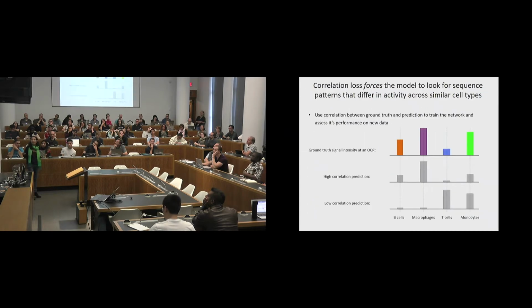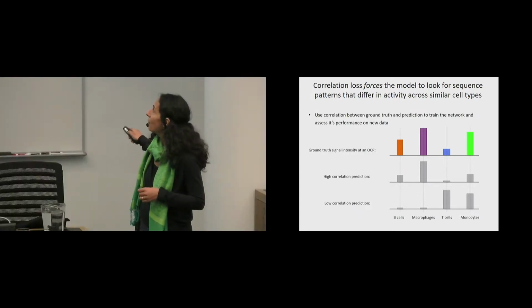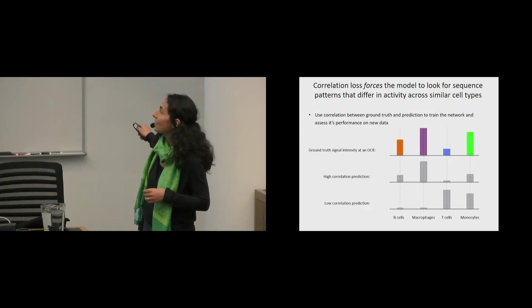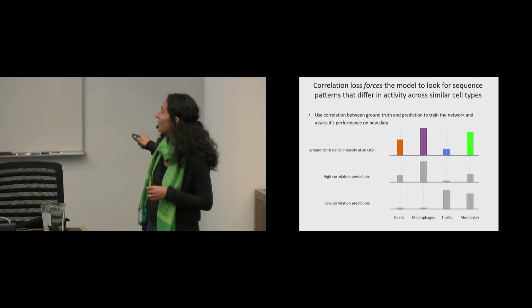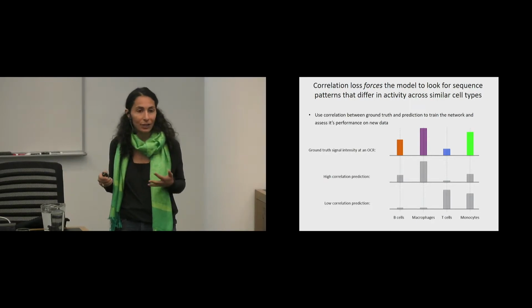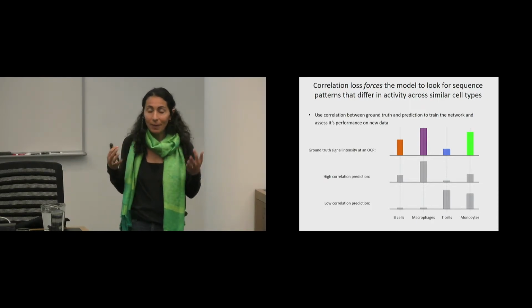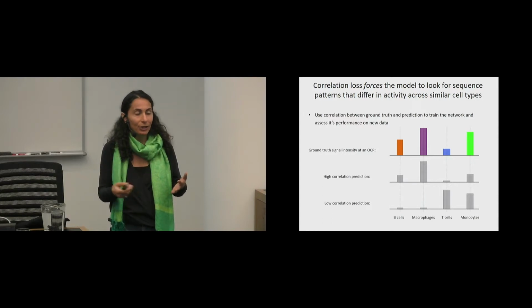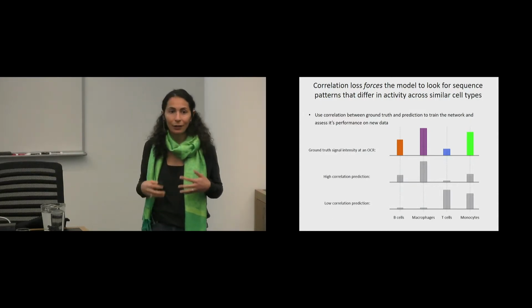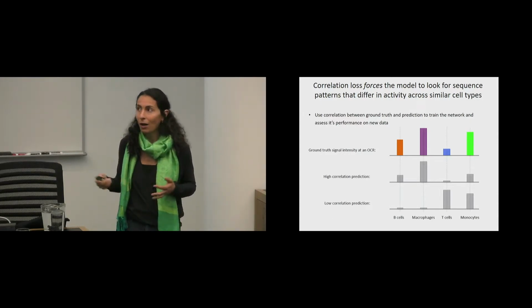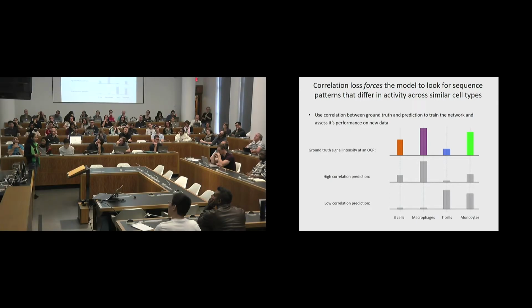So what's a correlation loss? Imagine that for a given OCR, this is your hypothetical ground truth, where that OCR is very active in macrophages, monocytes, and not so much in T cells, and maybe intermediate level in B cells. So if the model makes a prediction like this, it has high correlation with this ground truth. If it makes a prediction like this, it has very low correlation with the ground truth. So we basically measure the correlation between the model's prediction and the actual observed value as a form of loss to encourage the model to recapitulate this kind of fine variation.